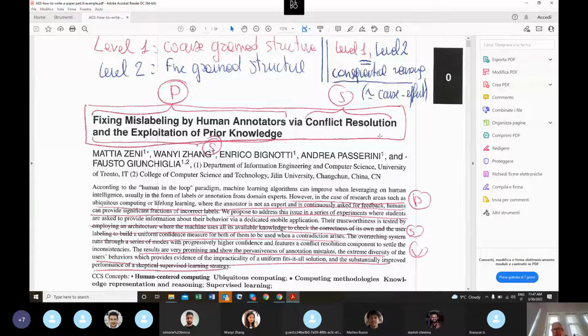UbiComp is one of the top conferences in pervasive ubiquitous computing. And actually, it is a journal paper, where you submit to the journal, and then you present to the conference. A lot of conferences now are going in this modality, a lot of communities. This community pretty much is a spin-off at the intersection between HCI, human-computer interaction, and pervasive systems.